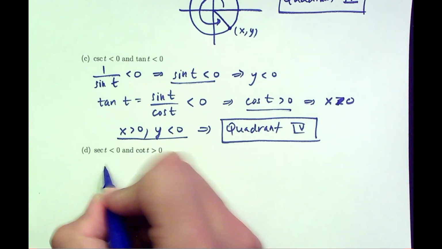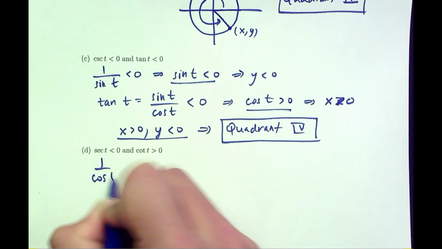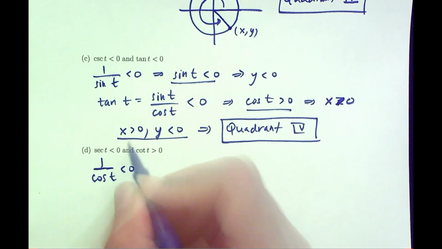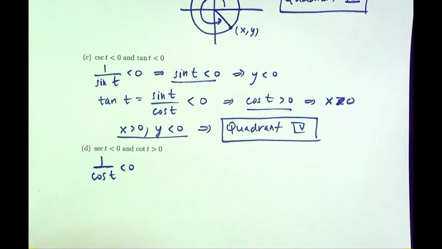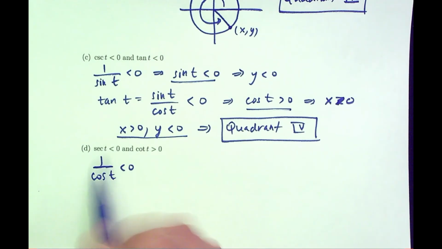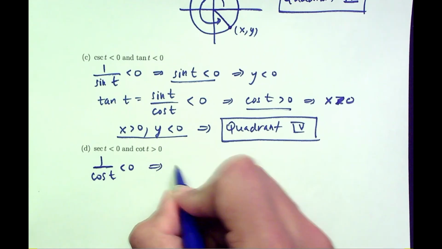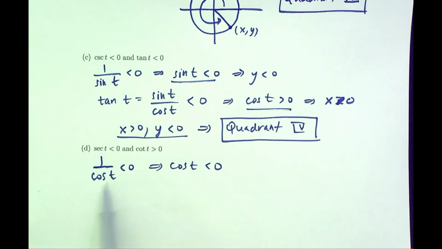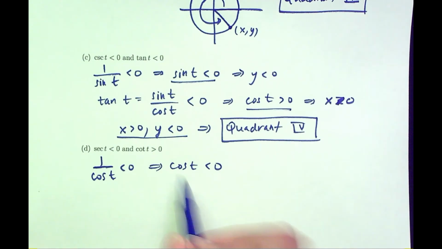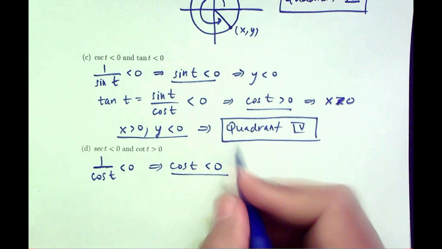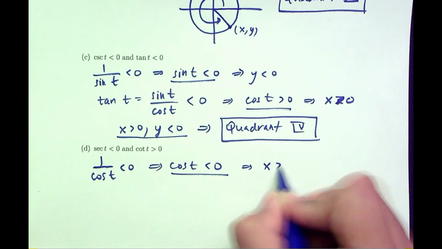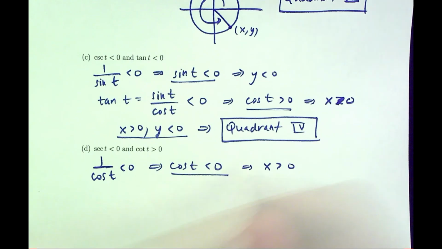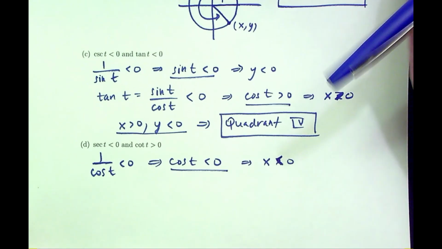Secant is 1 over cosine. And the fact that they're telling me that 1 over cosine of t is negative, this fraction is negative, means that the bottom has to be negative, because there's no other way that fraction is negative if the bottom is not negative. So we have then that the cosine is negative. What that means, though, is that the x-coordinate is negative. Okay, so now we have that the x-coordinate is negative.